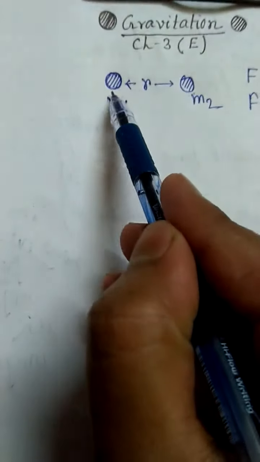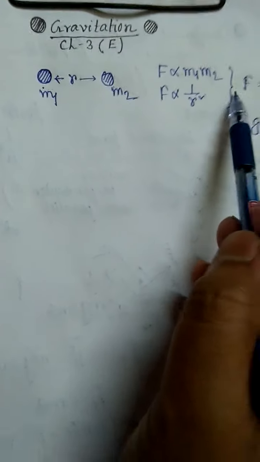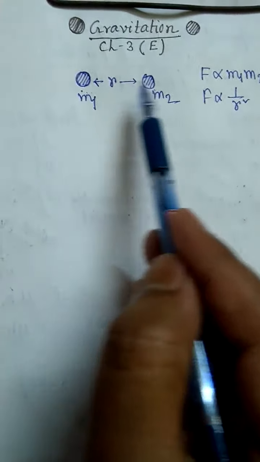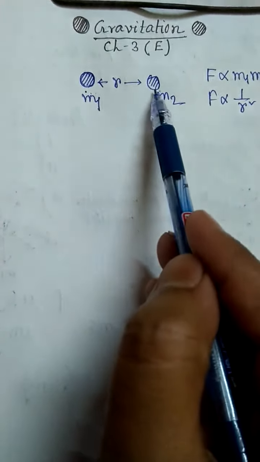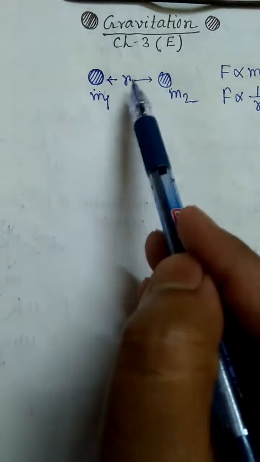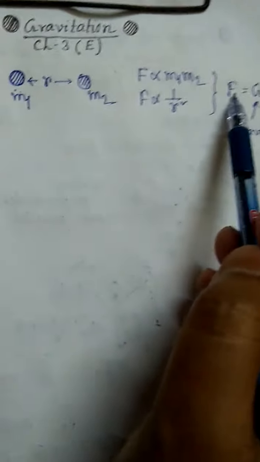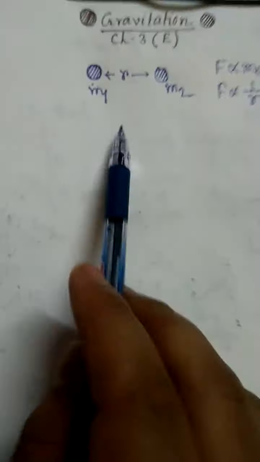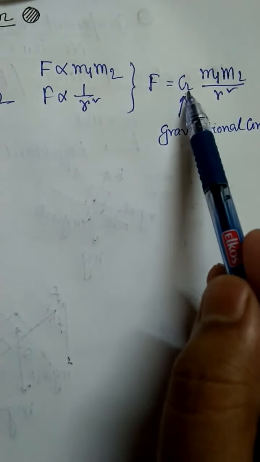Now one thing I tell you: suppose this is object 1 and this is object 2. This force F is the force given by object 1 on object 2, and oppositely, this F force is also equal to the force given by object 2 on object 1. Actually both are the same. From Newton's third law, action and reaction are the same. Now let's talk about this G. What is the unit of G?